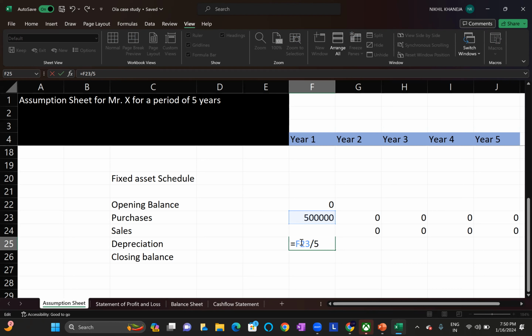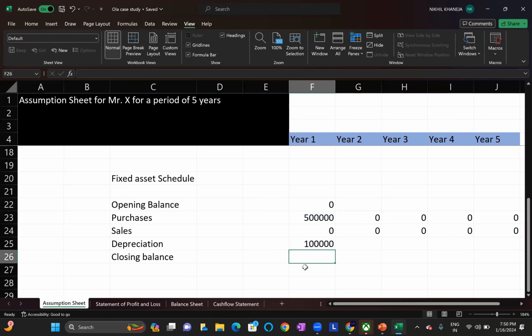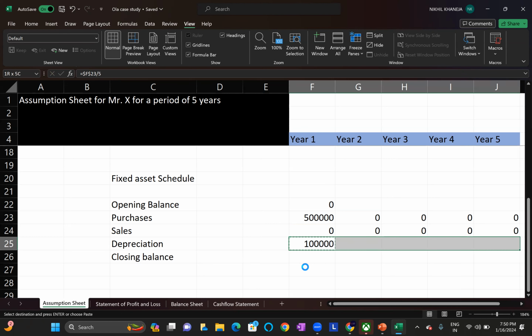under freeze, and I will press F4, the $ sign will come and it will get frozen. Because without freezing, when I'll be dragging this formula for the remaining 4 years, the reference cell 5 lakh will also get dragged and the reference will get disturbed. So now I can just copy it and shift right arrow, drag it for the remaining years.